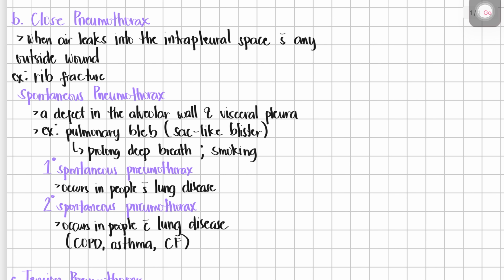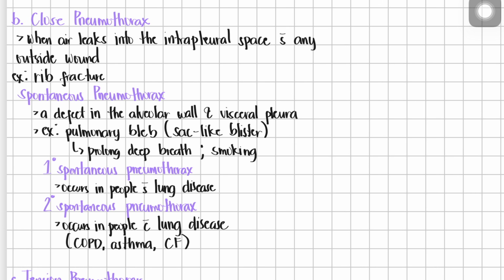For the closed pneumothorax, air leaks into the intrapleural space without any outside wound. So, ibig sabihin, intact pa rin ang skin integrity natin. So, anong cause? Bakit tayo magkakaroon ng closed pneumothorax? Kapag may blunt trauma or blunt injury. For example, meron tayong rib fracture. Pwedeng yung matulis na part ng bone natin, ma-penetrate niya yung lungs. When we have a rib fracture, pag na-penetrate niya yun, the air will escape into the pleural space.